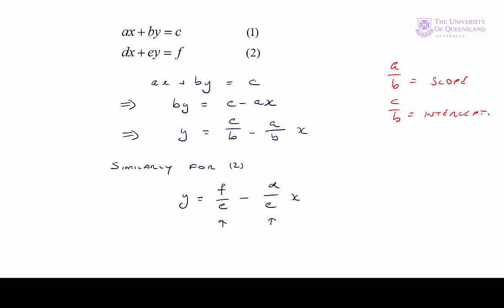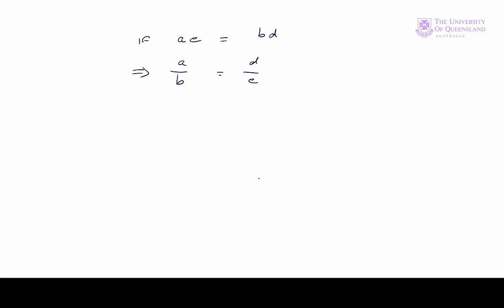We had our condition that ae can't equal bd. Let's look at when they are equal. If ae is equal to bd, we can rearrange that. That implies that a on b, so dividing through by b, is equal to d on e. So going back, we have a on b and d on e there. If a on b is equal to d on e, then the slopes are equal. If the slopes are equal, then our lines can't intersect, but we have two possible cases.